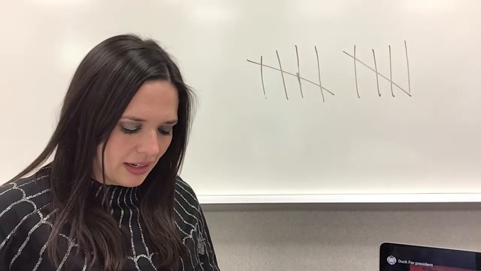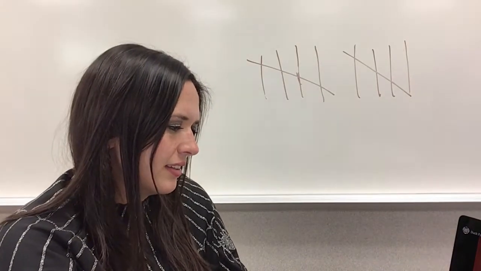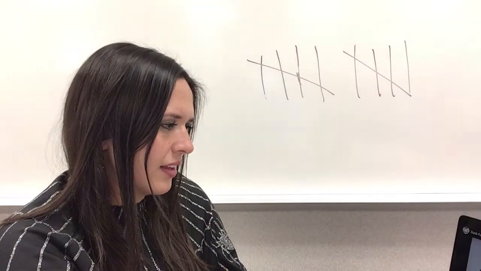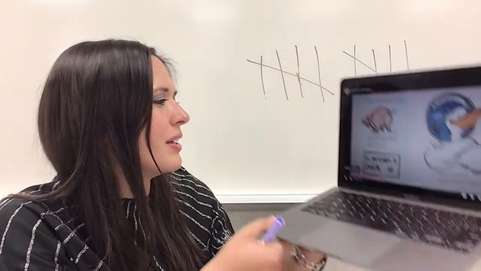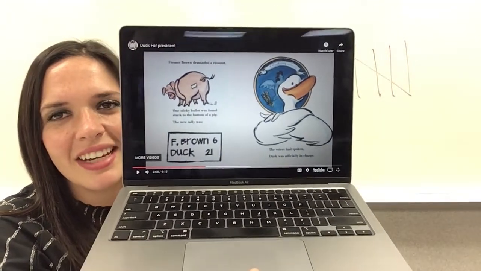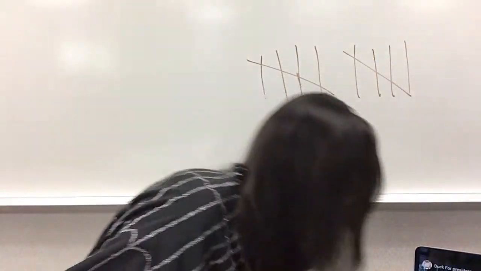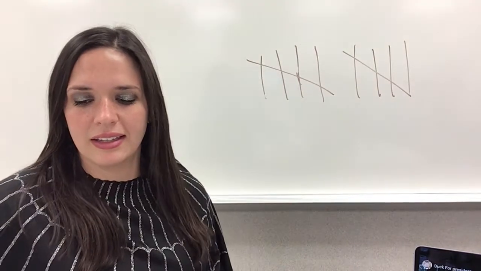Now if we look at the next page though, in this story, it says that Farmer Brown demanded a recount. One sticky ballot was found stuck to the bottom of the pig. The new tally was Farmer Brown 6, Duck 21. So Duck actually has 21 votes. So let's go back and look at our tally marks that we've made for Duck.